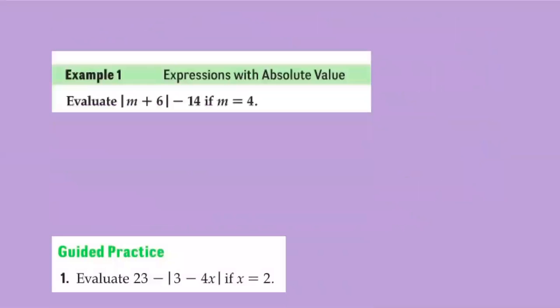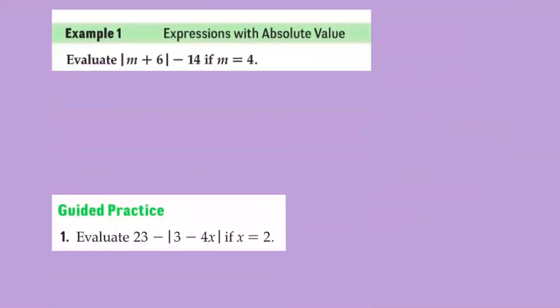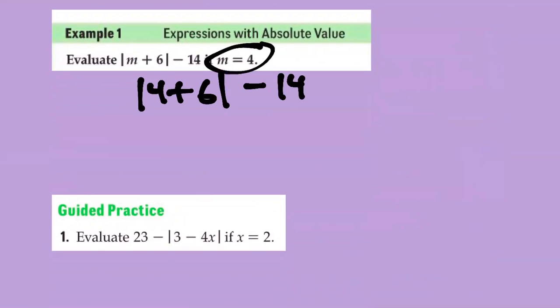All right, so we're going to look at a couple of evaluation problems. And this is just plug them in and figure them out. So this first one right here: evaluate |m + 6| - 14 if m is equal to 4. What you would do is copy this whole thing down with the number substituted in. We put 4 in for m. And then what you always do is do the stuff inside the absolute value sticks first.